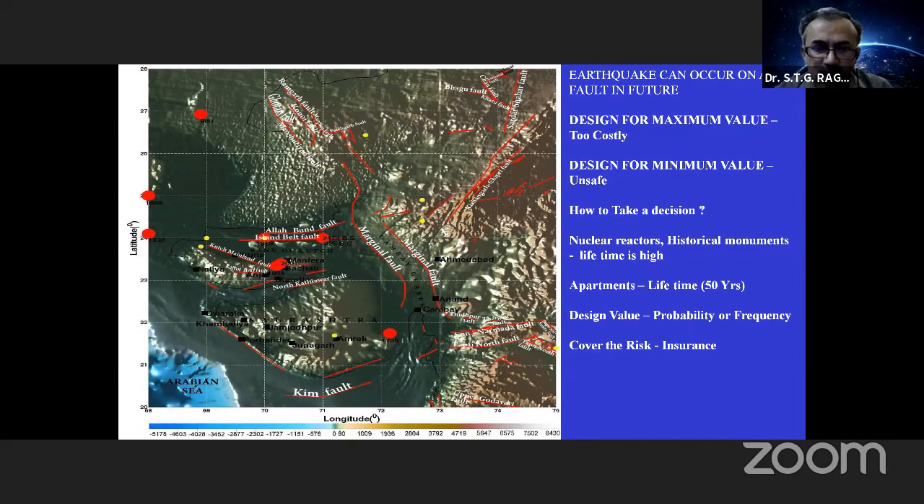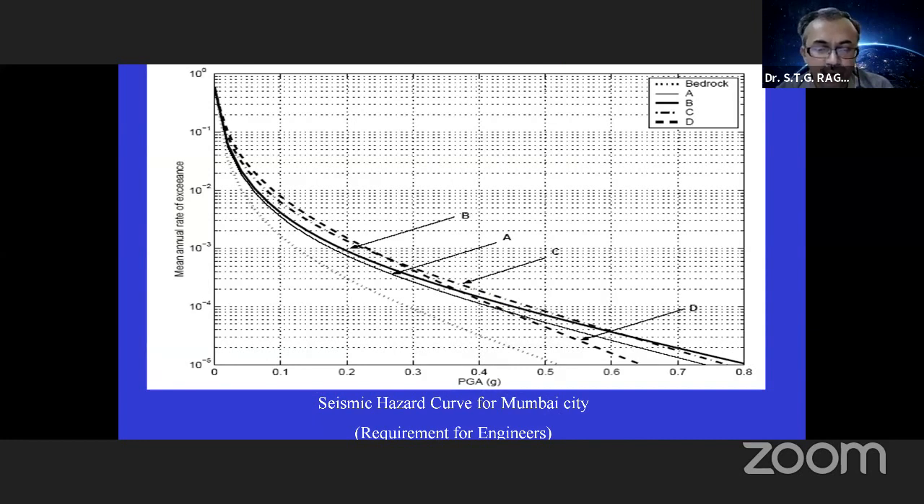So here the concept is like this. This is what I'm showing you, the seismic hazard curve for Bombay city. For Bombay, the design value lies anywhere from 0 to 0.8g. So you can design for any value you like. But your y-axis shows you the risk level, how much risk you are taking for these values. For example, if you are taking 0.8g, the risk is around 10 to the power of minus 5, which means you are taking very, very low risk. Suppose you design for 0.2g, approximately, the risk level is 10 to the power of minus 3.